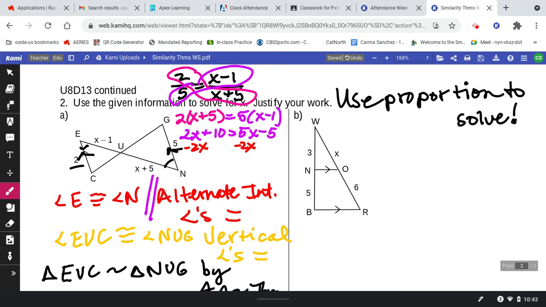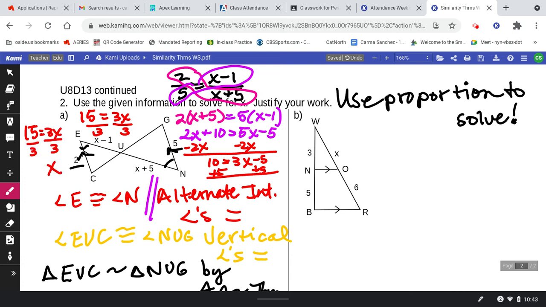Move the x's over. Move 5 over. I'm going to get 15 on the left is equal to 3x. And then we divide by 3. And we get that x equals 5.